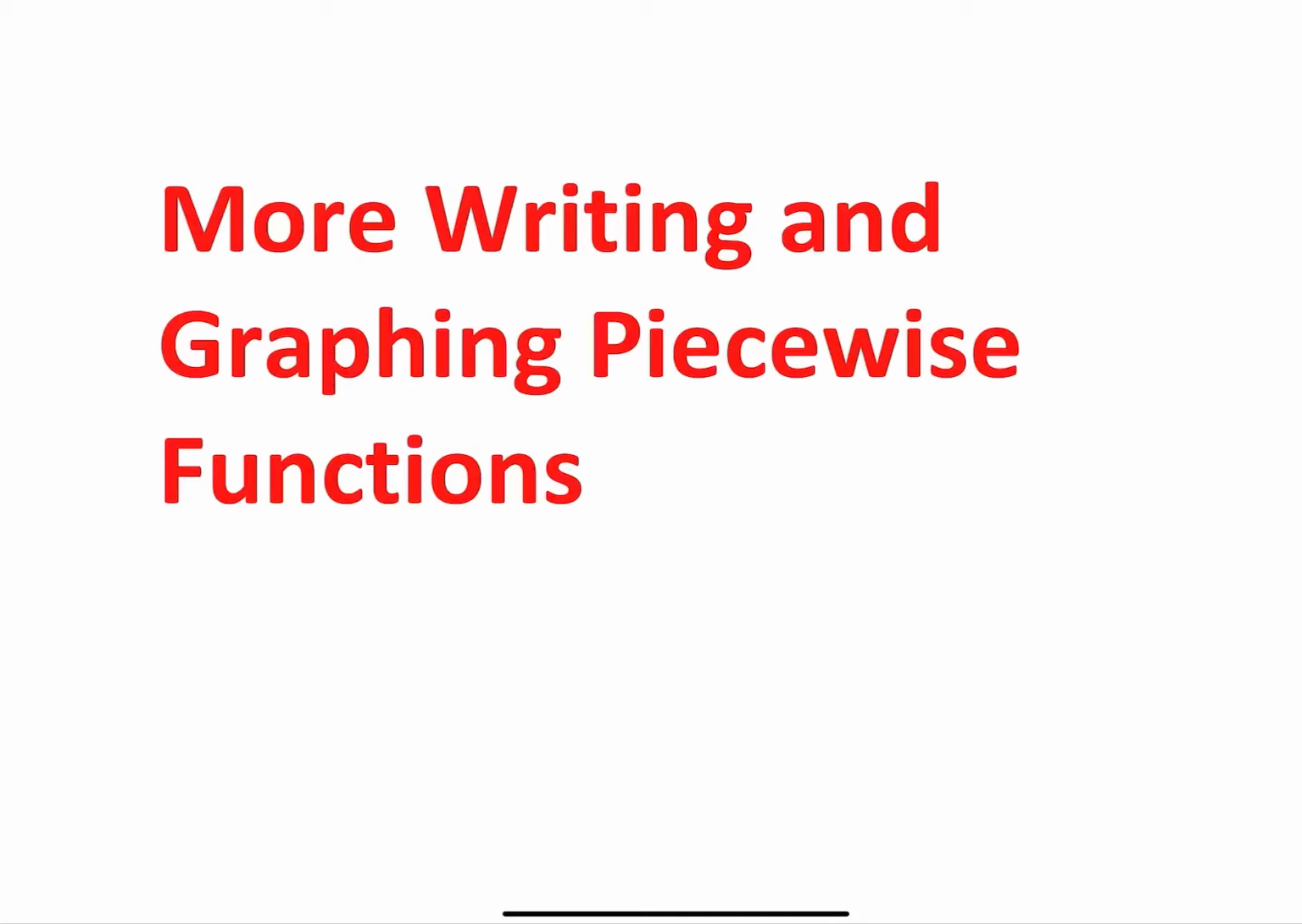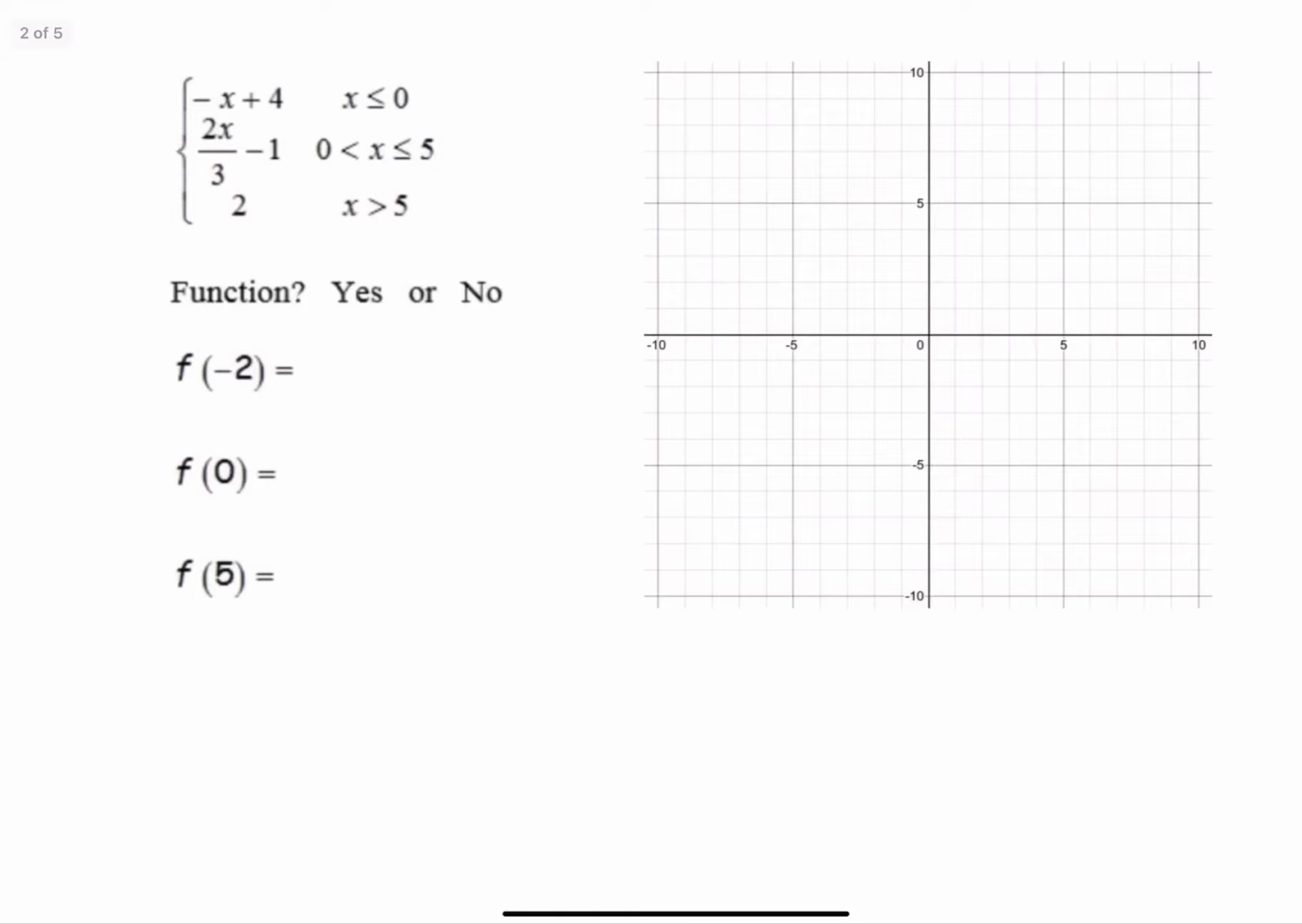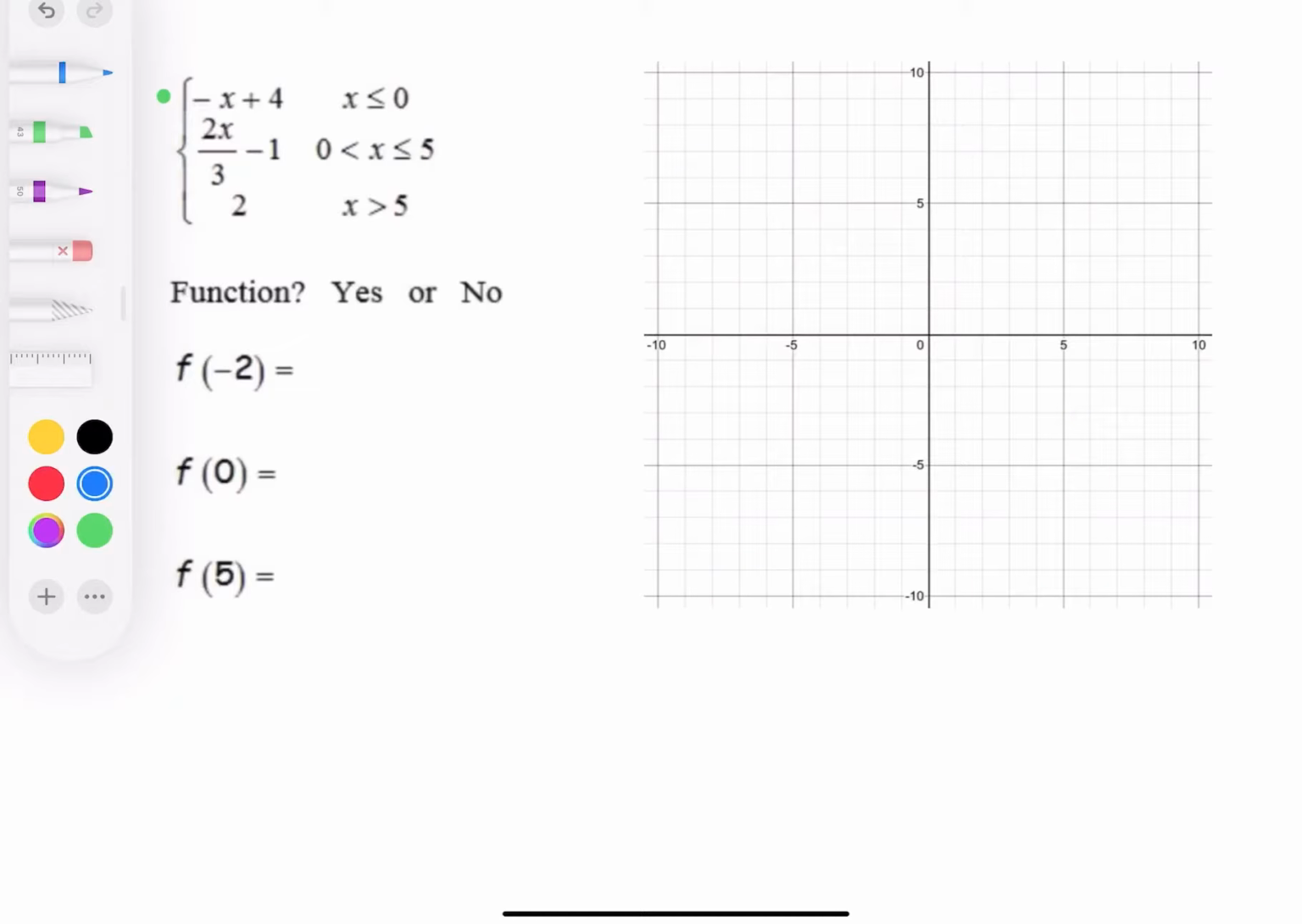So let's go ahead and start off by graphing a piecewise function here. The first one that we have here is a piecewise function where we have three pieces. The first one is this negative x plus 4. Our second piece is going to be this 2x over 3 minus 1. And our third piece is going to be this 2.